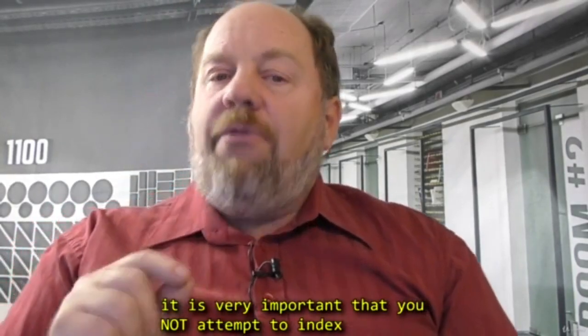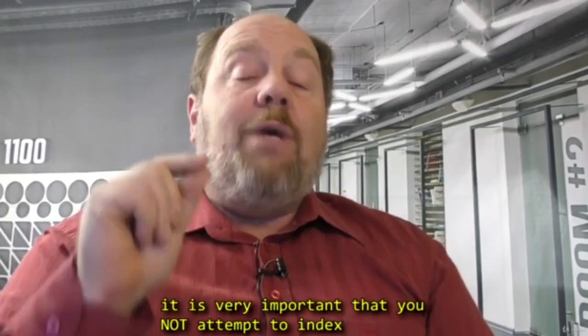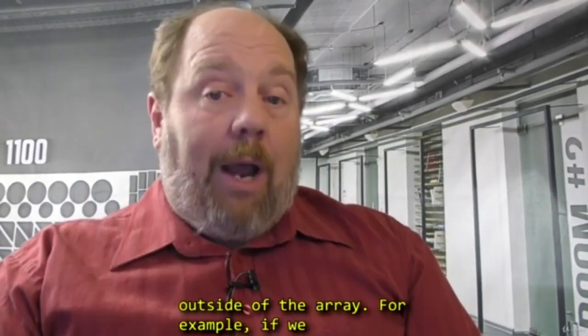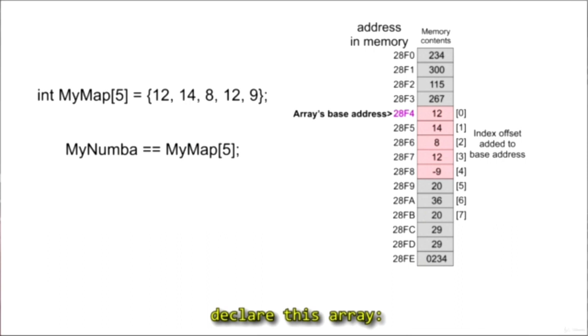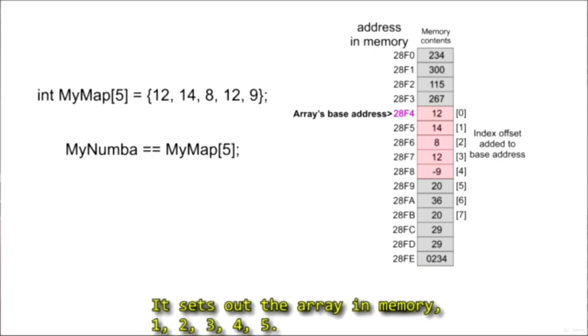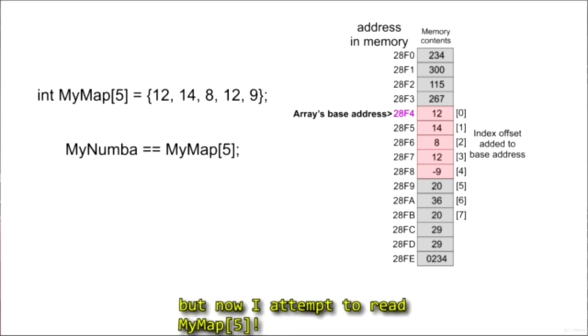It is very important that you not attempt to index outside of the array. For example, if we declare this array, it sets out the array in memory, 1, 2, 3, 4, 5, but now I attempt to read my map 5.